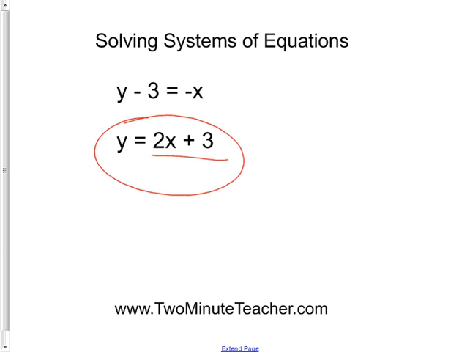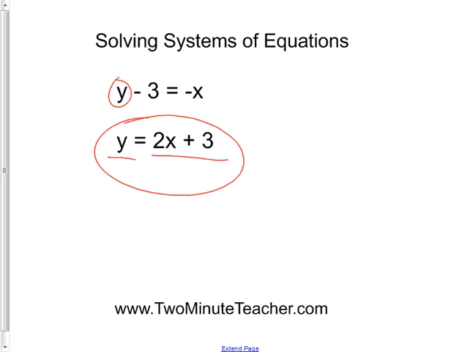Now I've got y equals 2x plus 3, and I can put that into the other equation. So wherever I see a y in this equation, which is right here, I can put a 2x plus 3 right there. Why is that good? Because then when the y is gone, there's only x's in that equation, and I can solve for x.